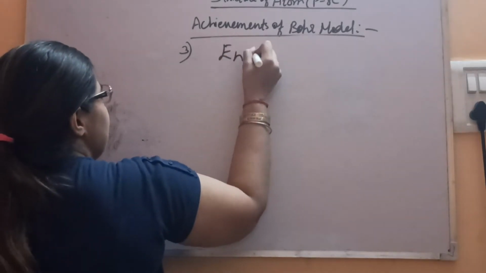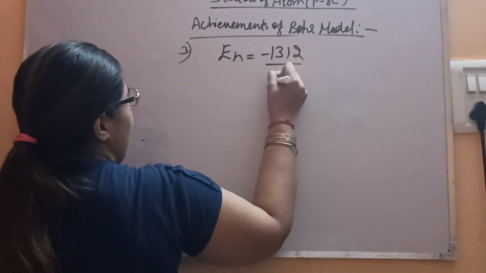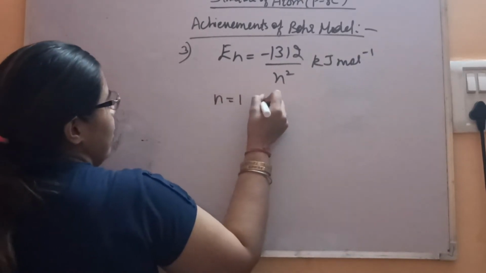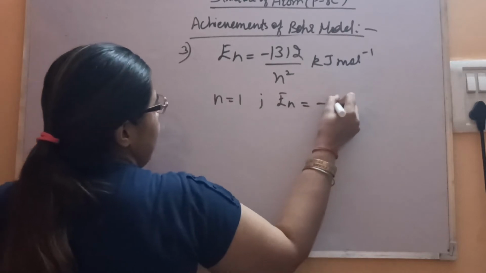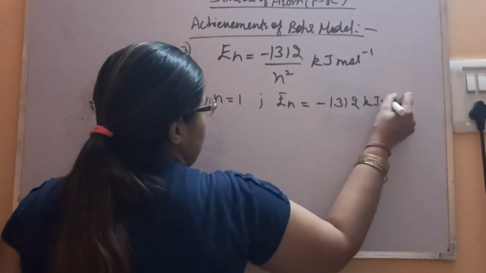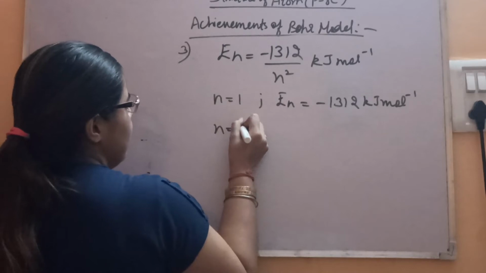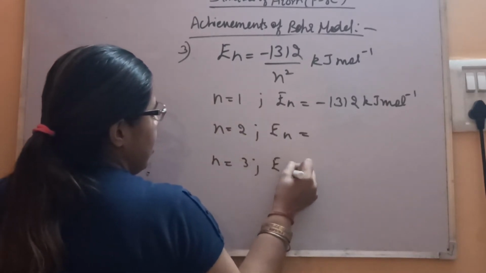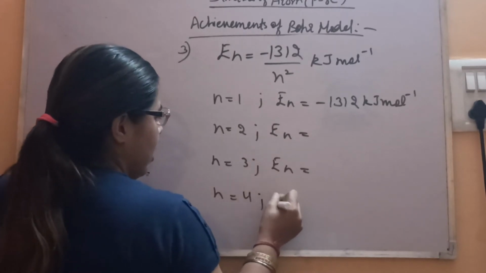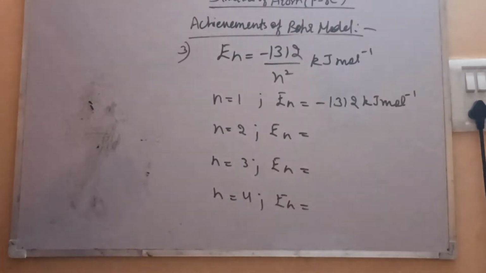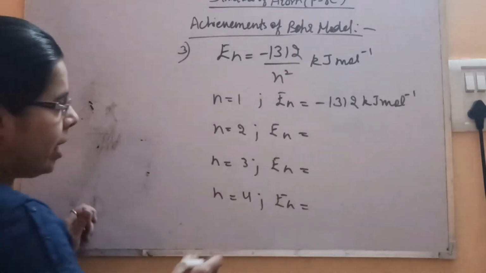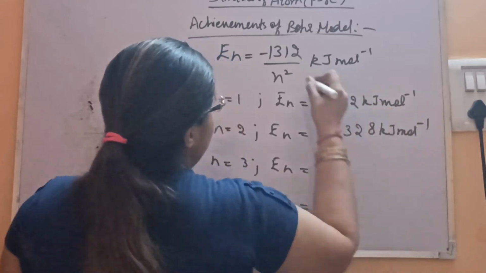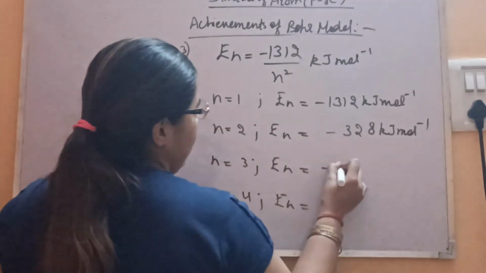So En is minus 1312/n² kilojoules per mole. If n is 1, what is the energy then? En is minus 1312 kilojoules per mole. If n is 2, then En is, if n is 3, then En is, if n is 4, then En is, let's see, I am giving you the value here, minus 328. It will keep on decreasing when you divide by n² here.